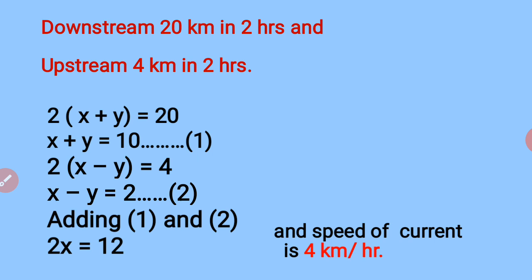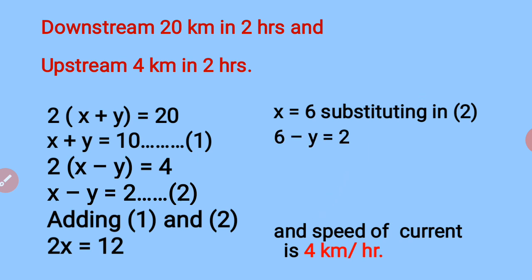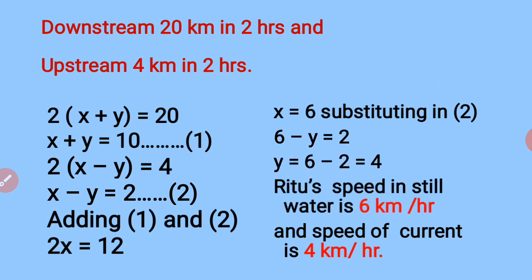Children, I know you can easily solve this first and second equation and get your answer. So I'll not go in detail about the solving part. You can try it on your own and you can cross check the answer. Here x comes out to be 6, that is Ritu's speed in still water was 6 km per hour, and the speed of the current is y, which is nothing but equal to 4 in this case, 4 km per hour.